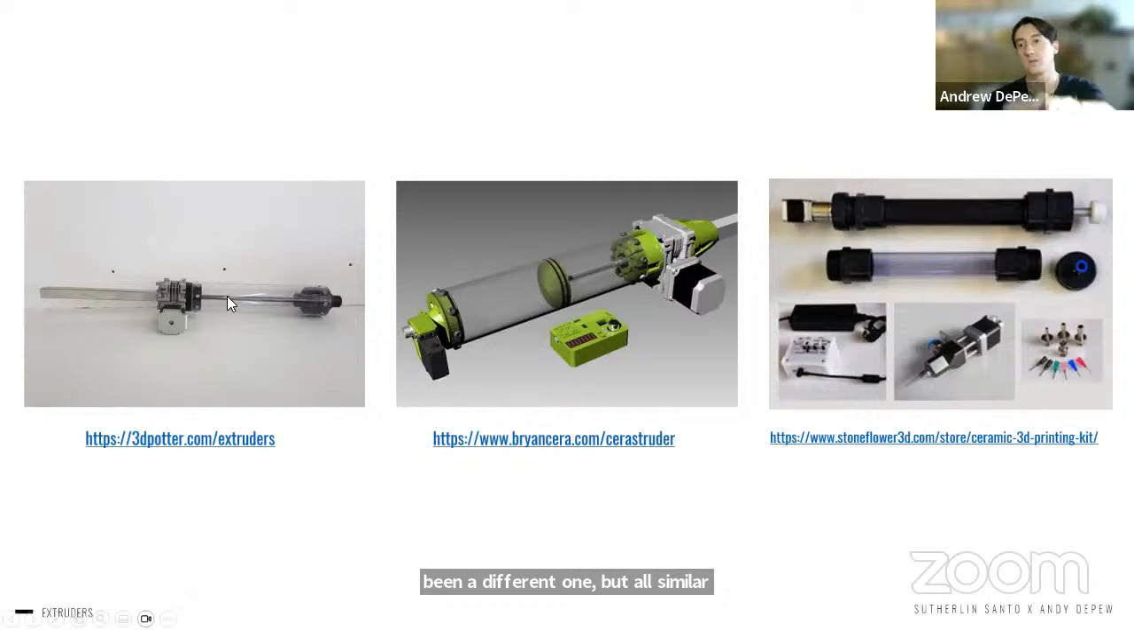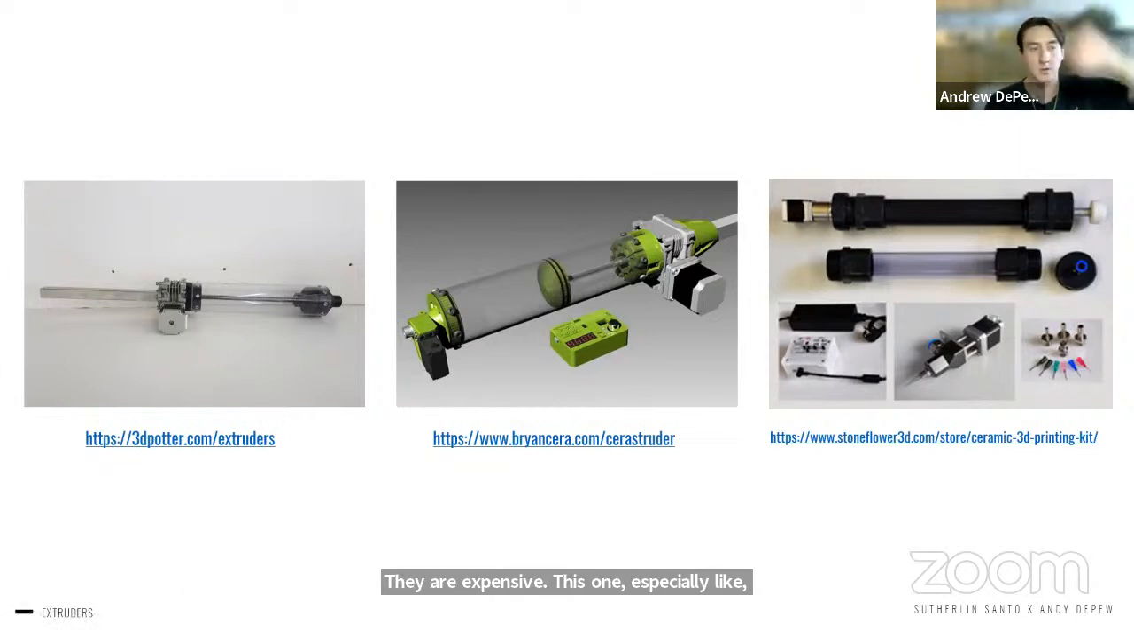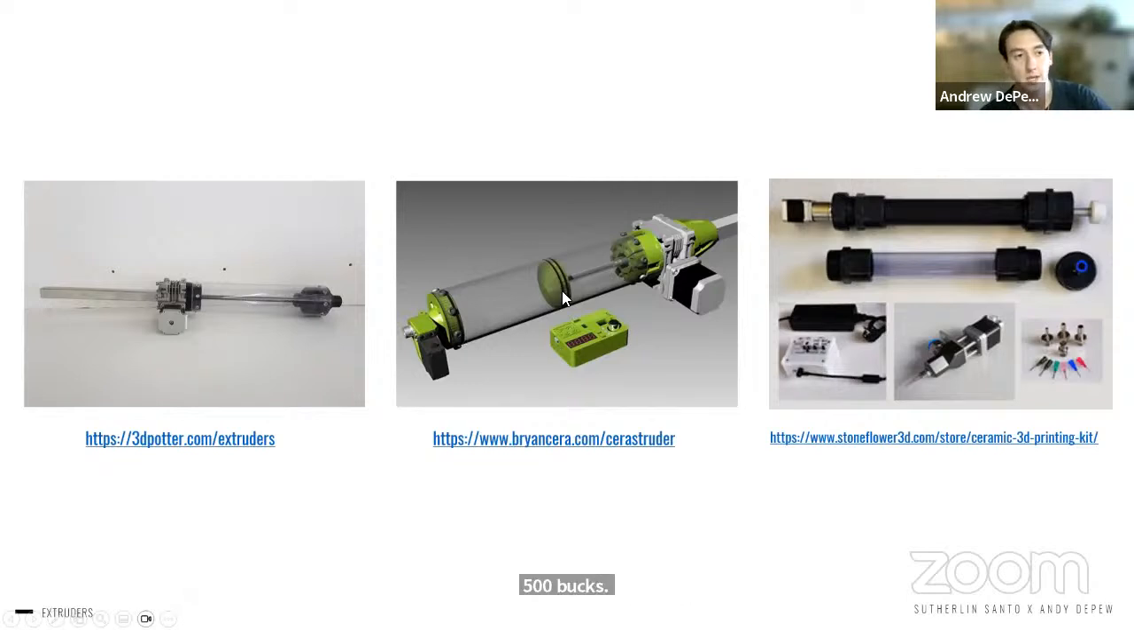So below each of these extruders, if you're trying to go out and get one, are links to their pages. They are expensive. This one, especially based on the size that you're looking for, is about $1,500 for just the extruder. The Sarah extruder, like Garrett had brought up, is an open source extruder.